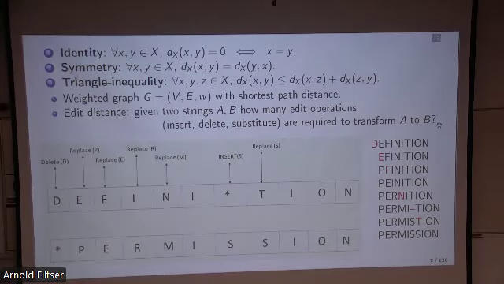Let's see an example. Here we have 2 words, definition and permission, and we have 7 operations that get us from definition to permission. First we delete D, then we replace E by P, then we replace F by E, then we replace I by R, then we replace N by M, don't touch I, we insert a new letter S, replace T by S, and we get permission. You can also think about this as a graph, where the vertices are all possible strings, and 2 strings are neighbors if you can go from one to the other using a single operation. This will then be a path of length 7.